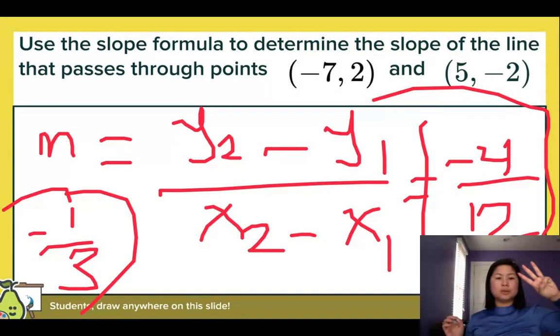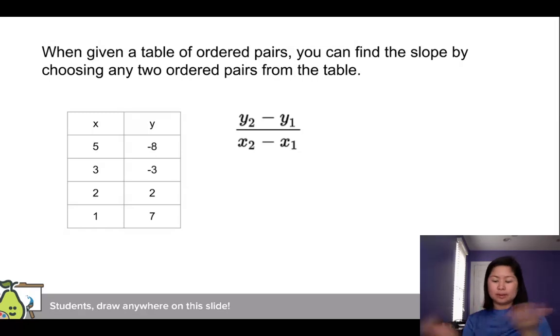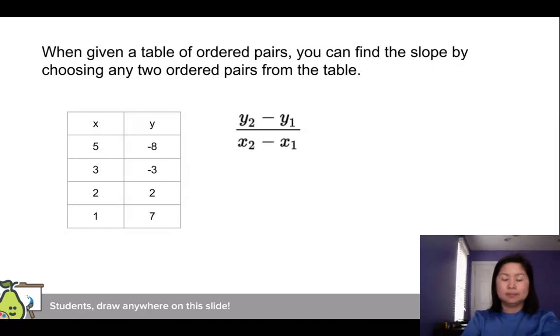So 3 things we learned from last week: slope from a graph, slope from 2 points, and then slope from a table. Anyone remember how we find the slope from the table? Let's go ahead and put in the chat. We just do this as a quick review for those who was absent. This should help. Okay, so again, it's still y2 minus y1, x2 minus x1. So go ahead and share with me in the chat. Okay. Thank you, George.